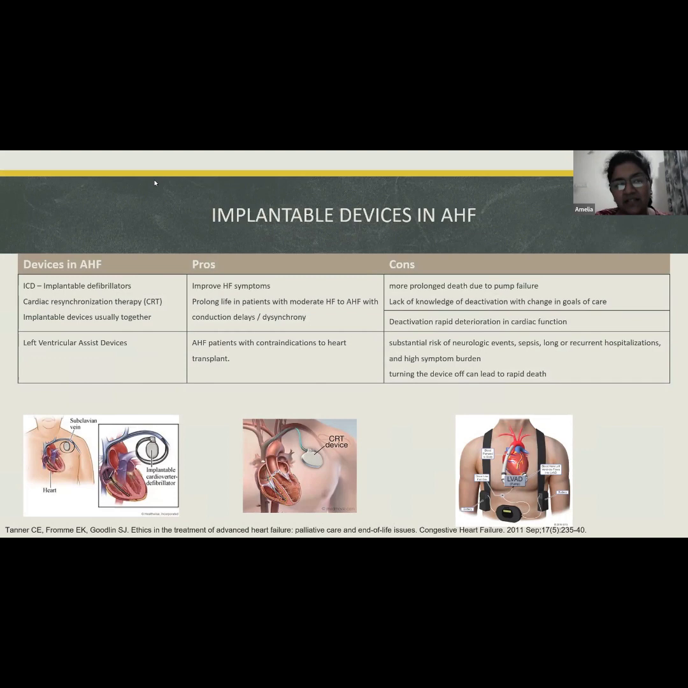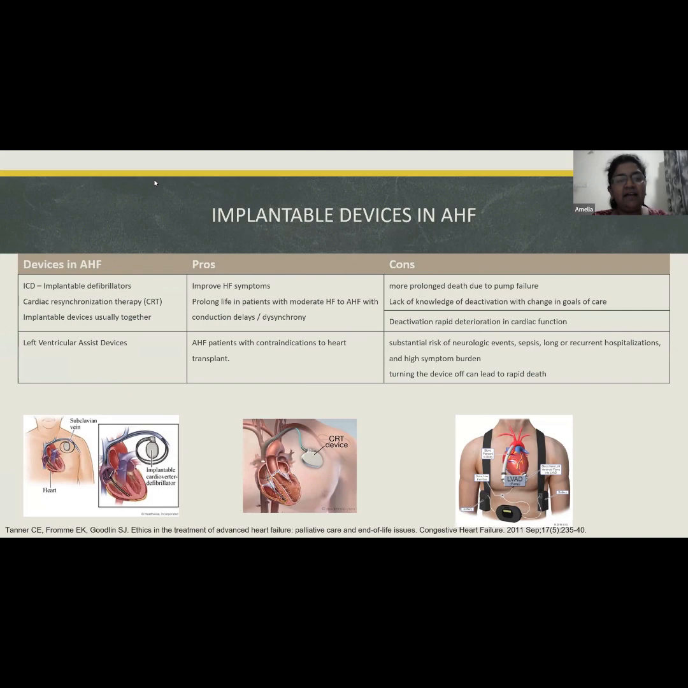Trying to provide inotropes, trying to provide medications to help with the heart failure, but not turning this off, prolongs death and suffering. And most of the time it has been shown through studies that people are not aware that they can be deactivated. This again becomes a talk for family meetings and interdisciplinary discussions.